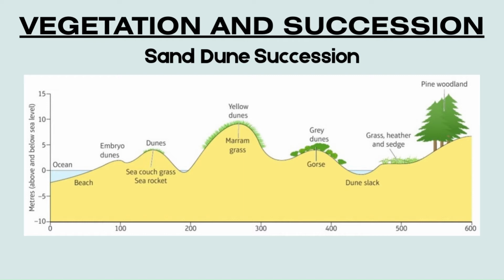Organic matter from plants begins to build up in the soil, improving fertility. Between dune ridges, low-lying areas called dune slacks form, where water collects and the soil is more moist. Here, you'll find grass, heather, and sedge growing. Eventually, if conditions allow, pine woodland or other types of climax vegetation develop, marking the final stage of succession. These areas are sheltered from wind and salt spray and support more complex ecosystems.